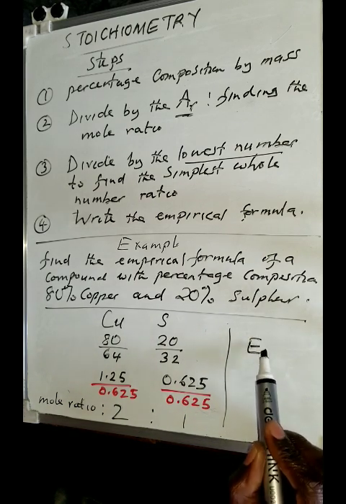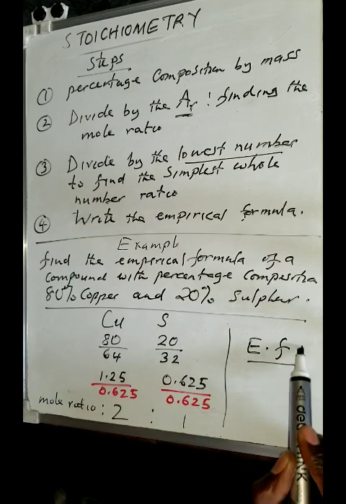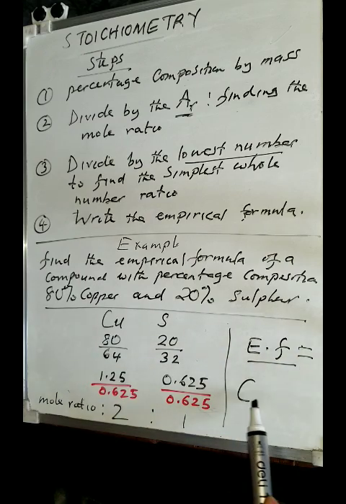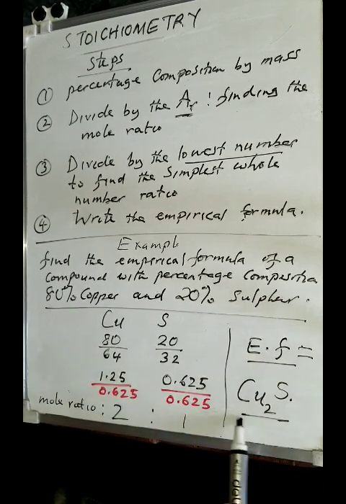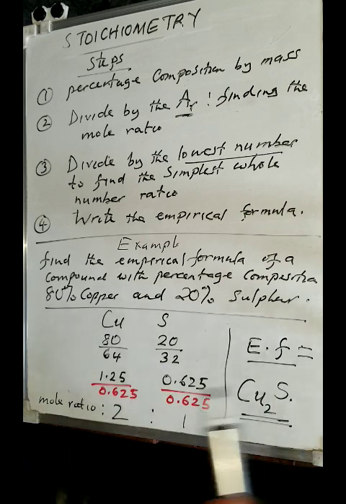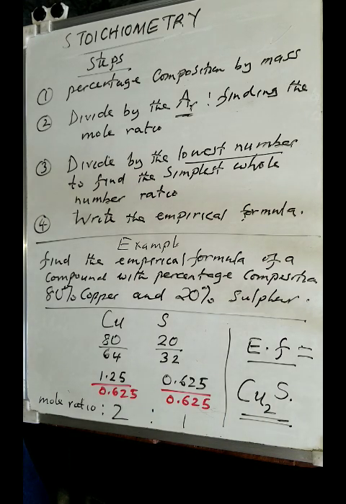So therefore the EF, the empirical formula, will be equal to, you write these as subscripts. So the 2 will go at the bottom, and remember, we don't write 1, so you just ignore it. So that is, in this case, the empirical formula: Cu2S. Copper, in other words, copper 1 sulfur. That is what you had there.